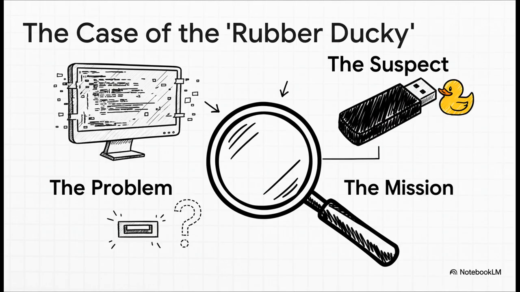It's often called a rubber ducky, and it looks just like a normal flash drive, but it actually acts like a keyboard, injecting malware in seconds. The big problem? The device itself is long gone. So our mission is to find the digital proof that it was ever there and uncover what it did.